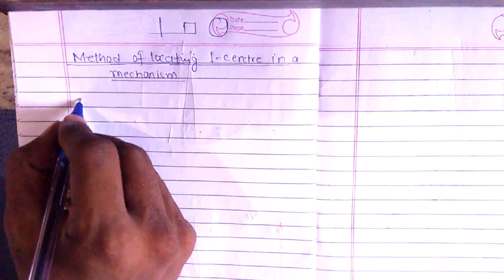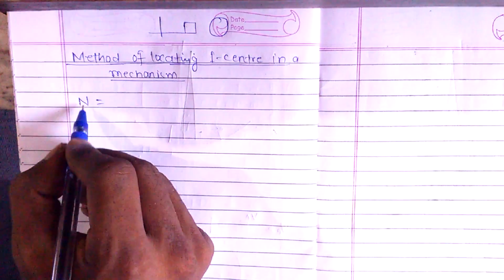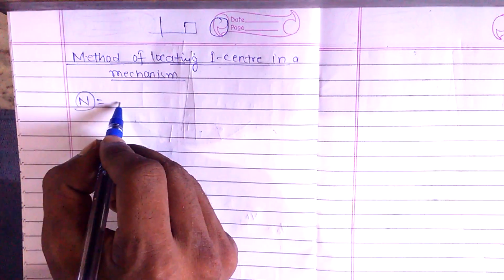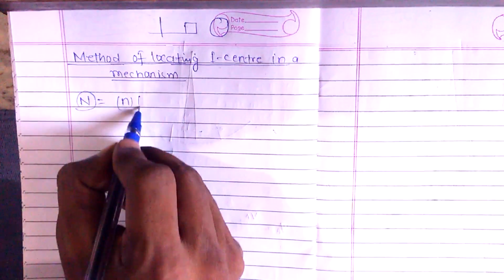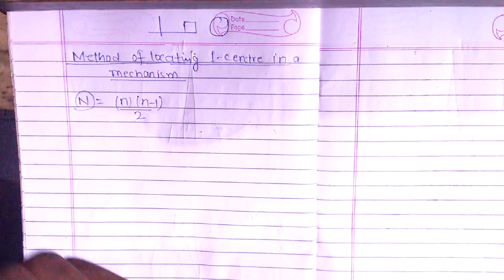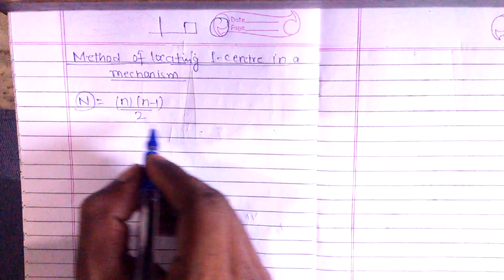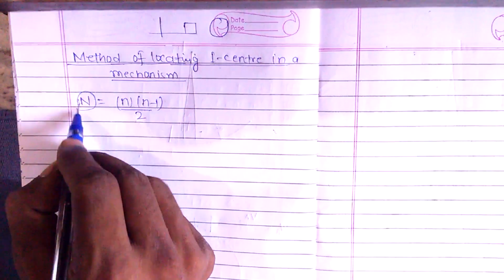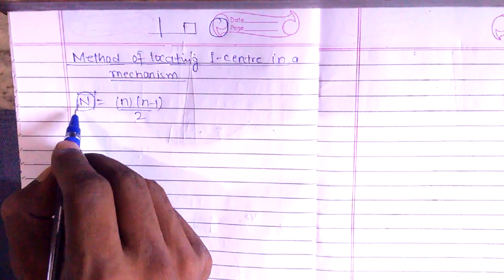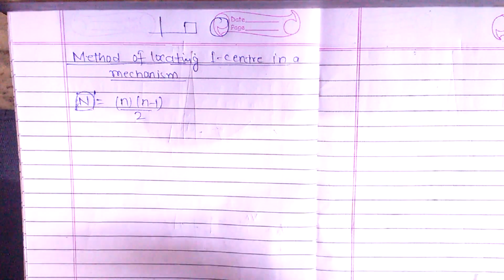So the first step is to find out the value of N. You know how to find out the value of N, how to find the number of I centers. So there is a formula that is N is equal to n into n minus 1 divided by 2. I have already discussed this in the previous videos, so you can watch that, okay? Now by using that, we can find out how many I centers could lie in the given numerical, okay?